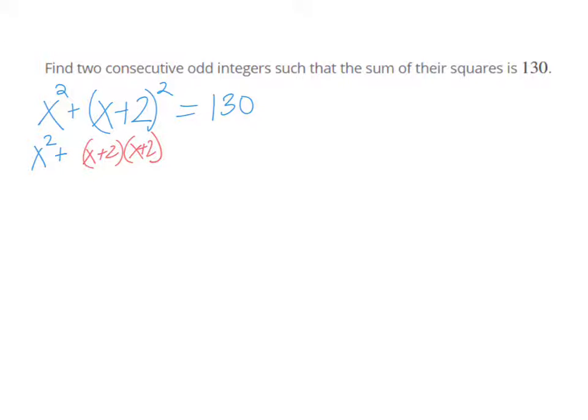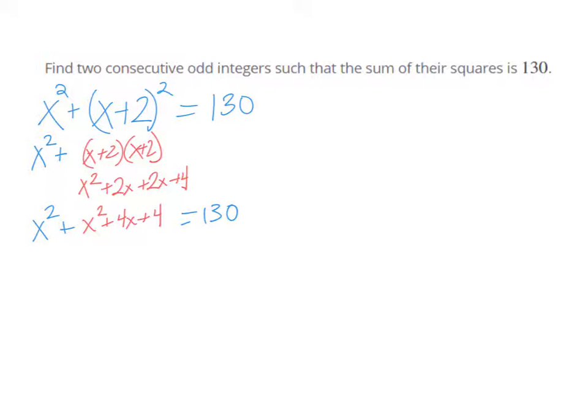So when you do that, I think of it like FOIL, where you're taking the first times the first, and then you multiply the outer, then you multiply the inner, and then you multiply the last. And you end up with an x squared plus 4x plus 4. All right, now I'm going to bring this other stuff down. This x squared is still here, and it equals 130.